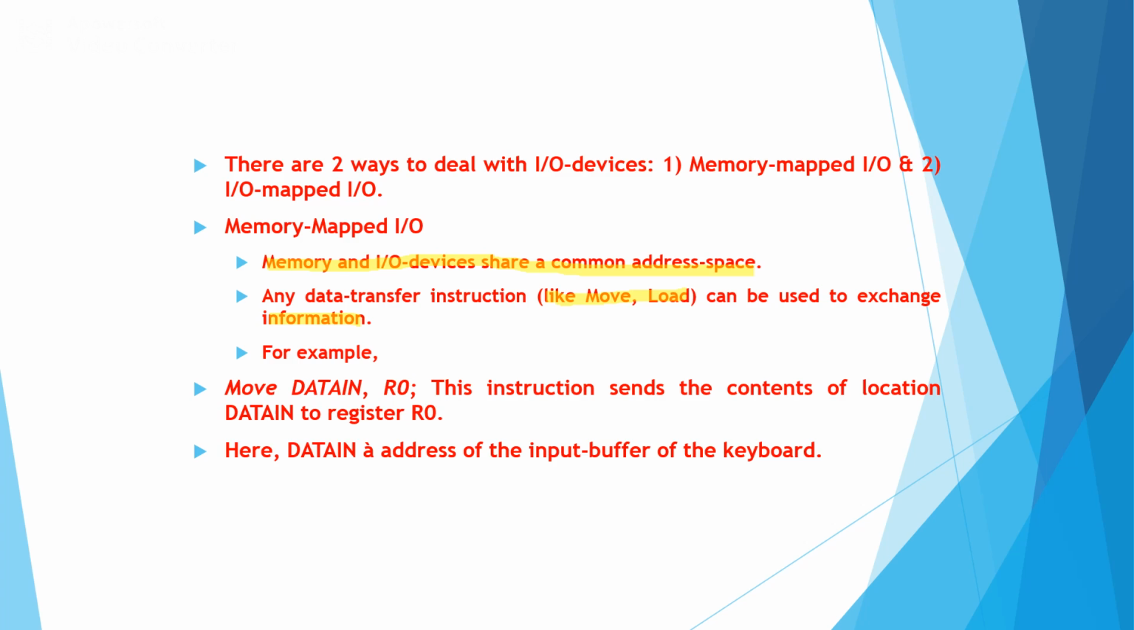For example, you can consider one simple example, that is move data in comma R0. In this case, we use the data transfer instruction move itself, which will transfer the data from data in to the processor register R0. This instruction sends the contents of location data in to register R0. Here data in is an input buffer register of the keyboard.